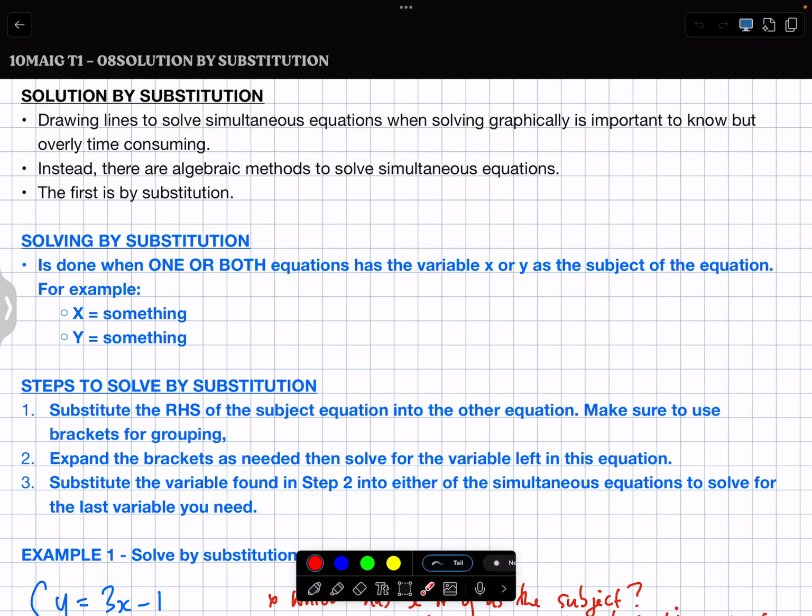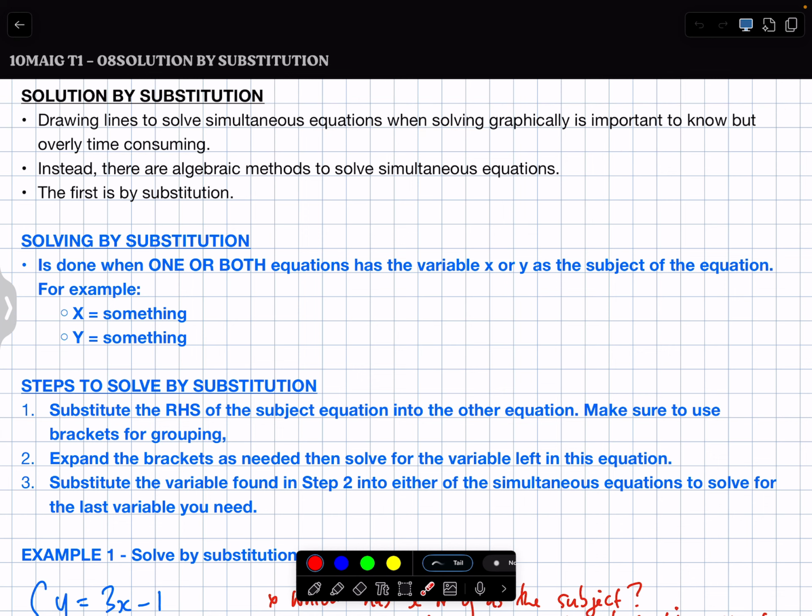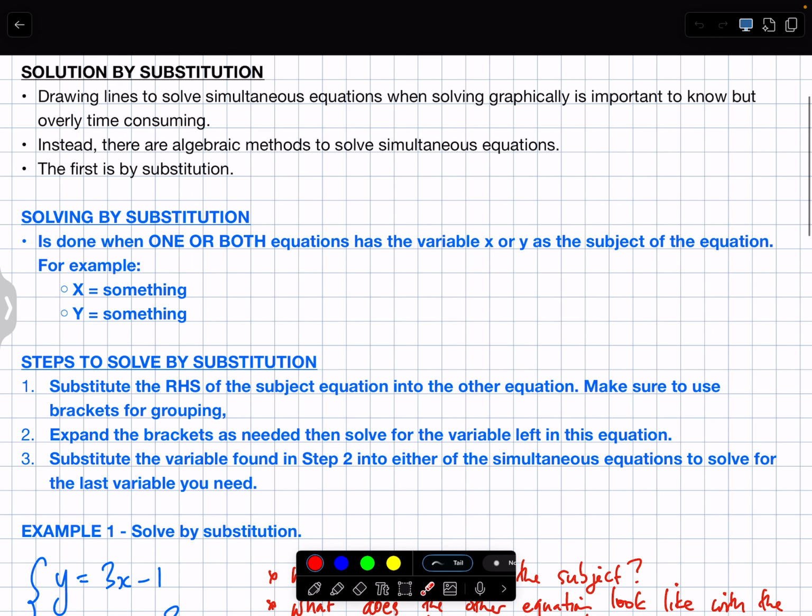So, the second of three strategies to solve simultaneous equations you're going to get is called solving by substitution. Do you agree that drawing those lines was a little time consuming? Instead, there are algebra ways to solve simultaneous equations. The first one I'm showing you is called by substitution.